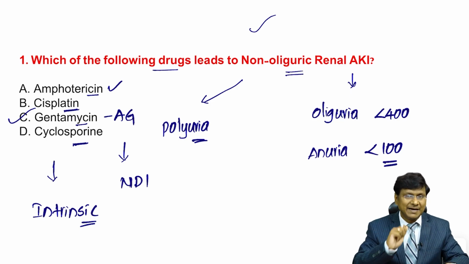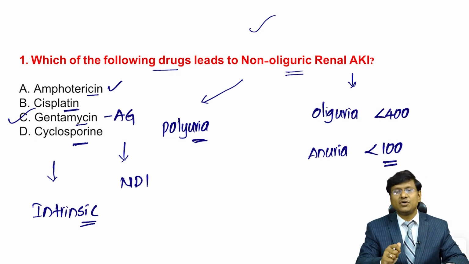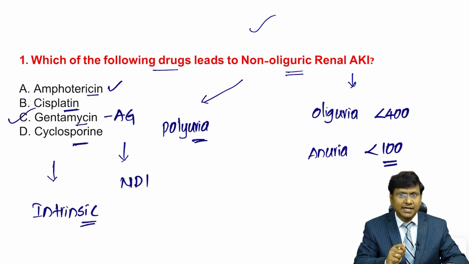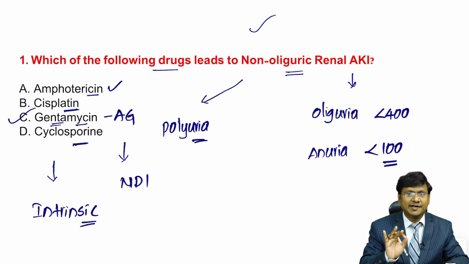And next, bilateral ureteric fibrosis, which is caused by bleomycin. These are all the etiologies which contribute to post-renal type of acute kidney injury, all right? So the answer here is gentamicin, right?